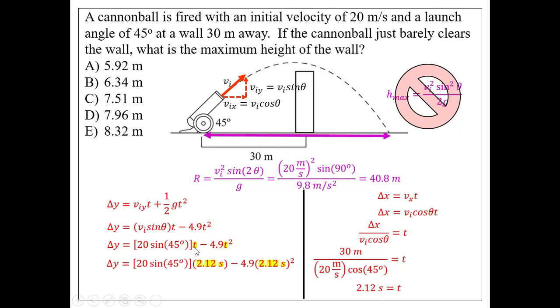The only thing holding us back here is time, so t here is 2.12 seconds, and then I want to do that for both of these t's down here in yellow. If you clean this up on your calculator, you should get a height of about 7.96. All right, so that matches choice D. Right, so let's move on.